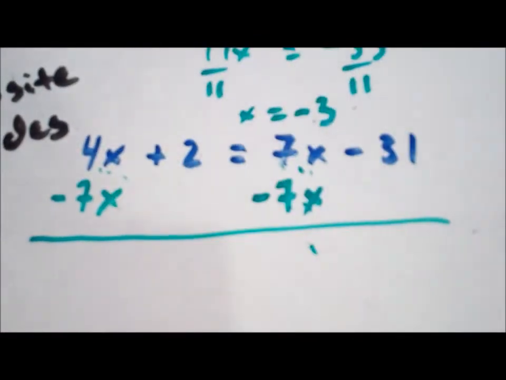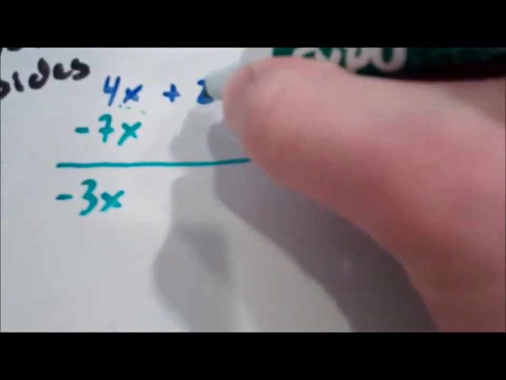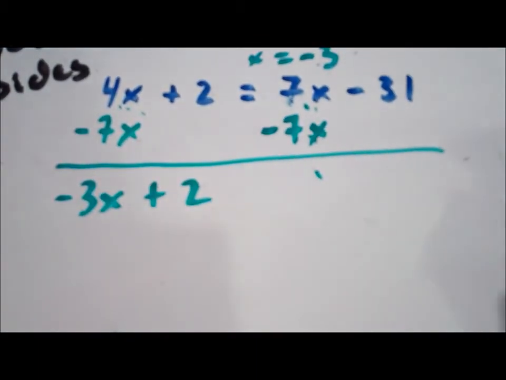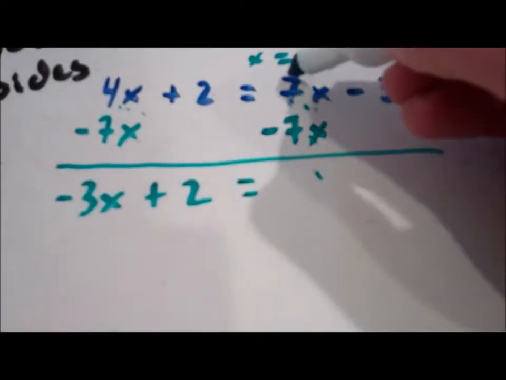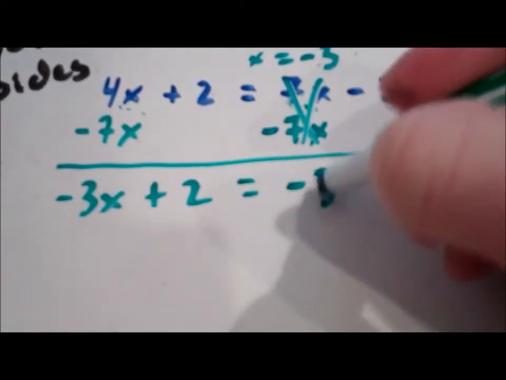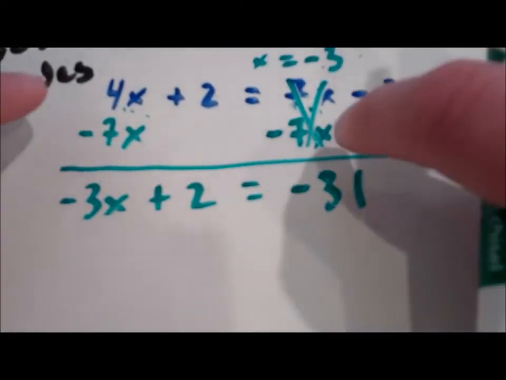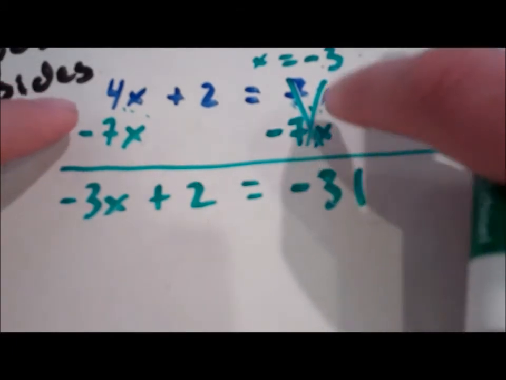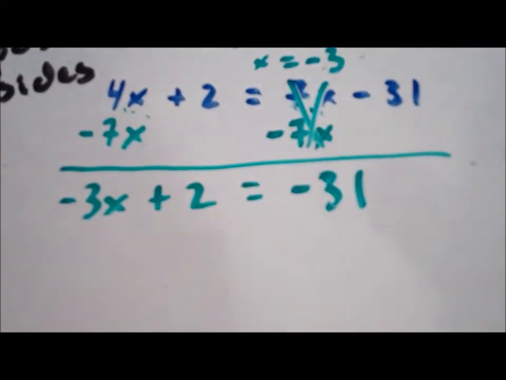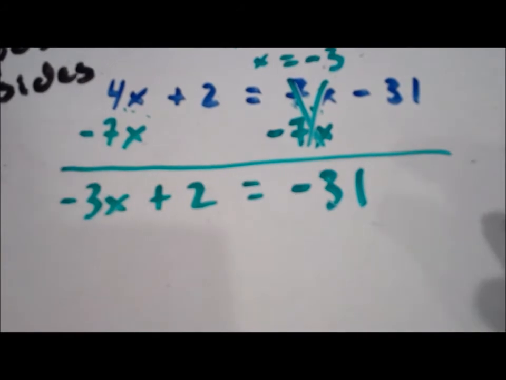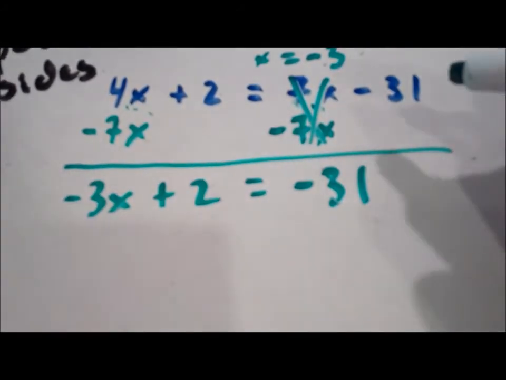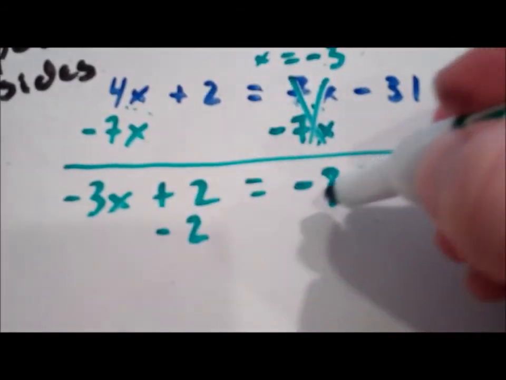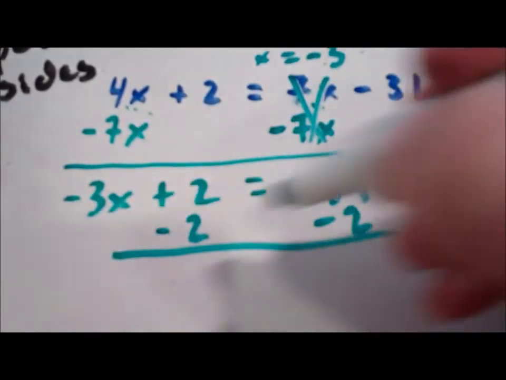4x minus 7x is a negative 3x, plus 2 comes straight down. My x's eliminated, and I get negative 31. So to get my variables together, I used an inverse operation because there was an equal sign that separated them. Now I have my variables together. They're all in one spot. Now I use my two inverse operations to get my variable alone.